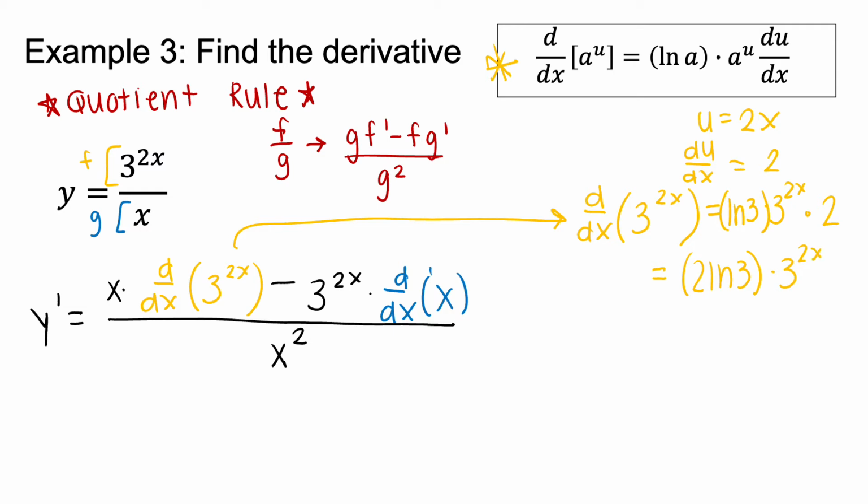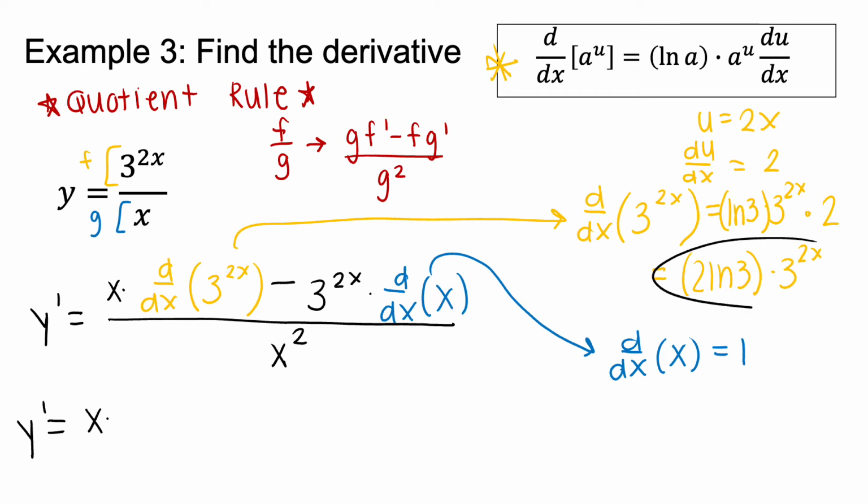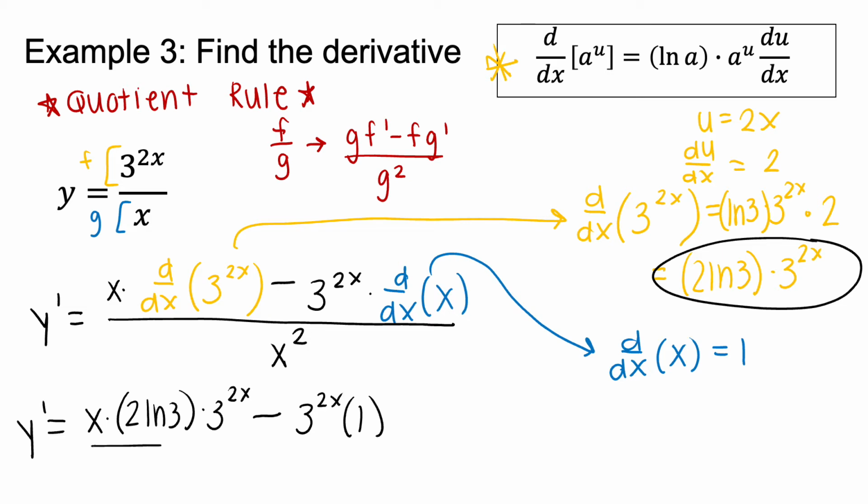So we can say that this derivative is 2 ln of 3 times 3 to the 2x. And then the derivative of x, hopefully we know, is just going to be equal to 1. So we can go ahead and fill this in. So y prime is equal to x times, filling in our derivative, 2 natural log of 3 times 3 to the 2x, minus 3 to the 2x times 1, all over x squared.